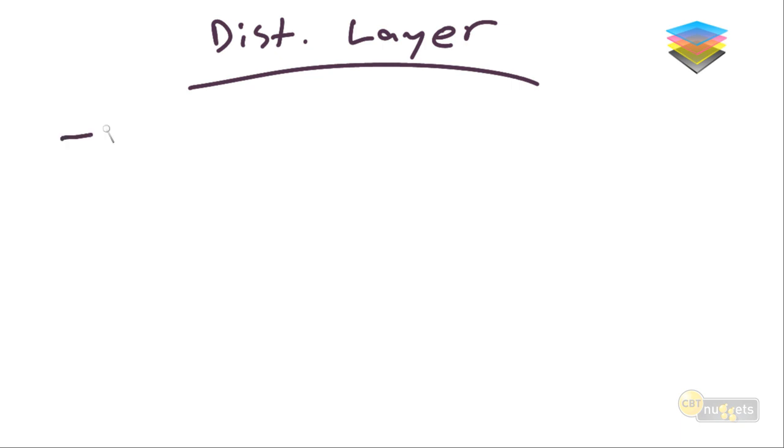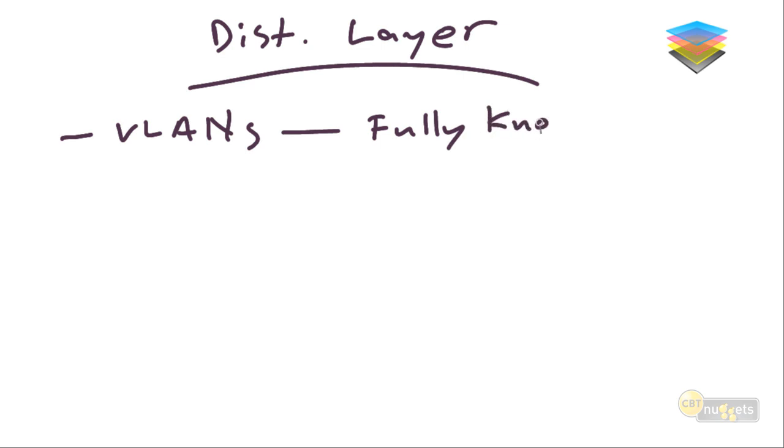Well, one of the things that we tend to have to worry about first at the distribution layer is if the VLANs are going to be extending into the distribution layer, we have to make sure that they are fully known among all of our devices at that distribution layer. So let me sketch this out.